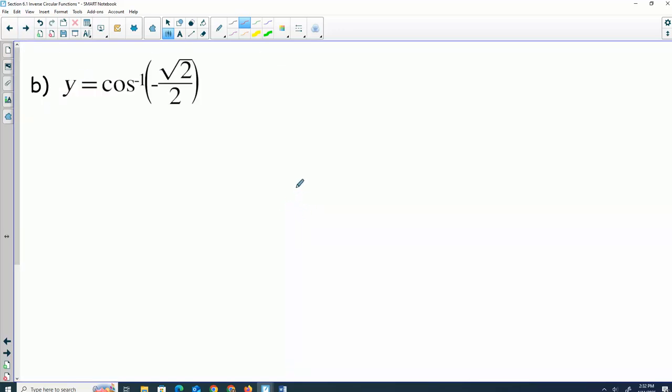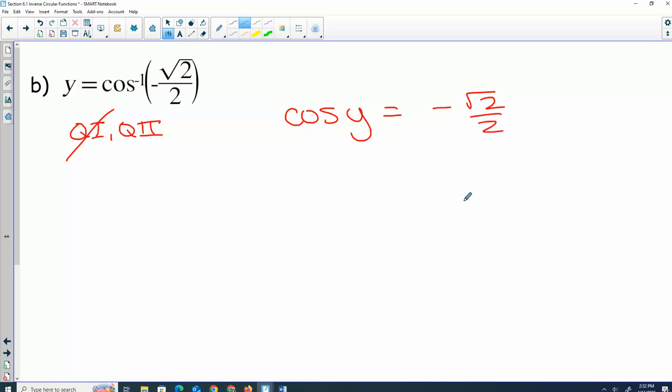All right, so if I said y equals cosine inverse of negative radical 2 over 2. Cosine inverse, it has to be in either quadrant 1 or 2. Which of those quadrants is negative? 2. Okay, so I am asking you, when is cosine of y negative radical 2 over 2? So we're looking in quadrant 2. Cosine is the x. When is x negative radical 2 over 2?